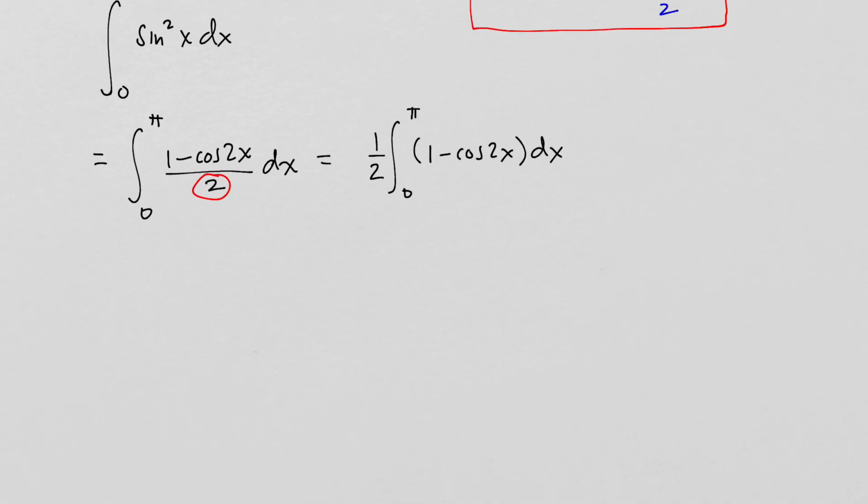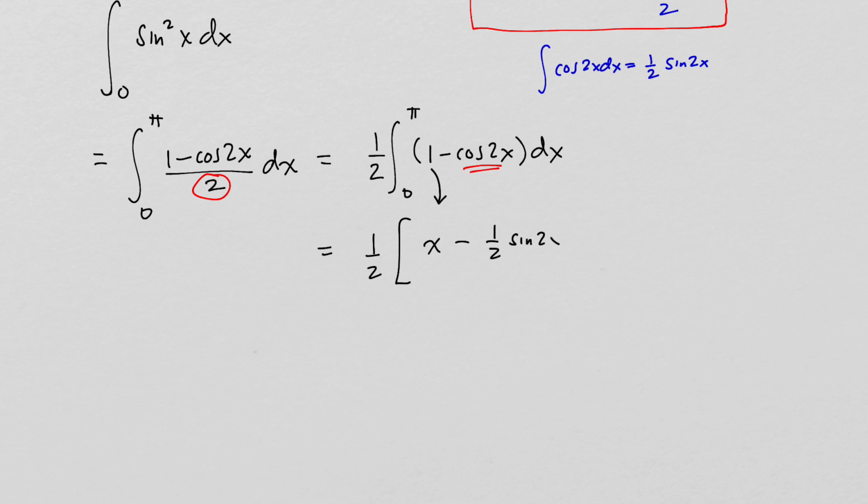All right, so next we're just going to integrate each one of these terms. So what is the integral of 1 with respect to x? Well, it is x minus, and then here's the important one. What is the antiderivative of cosine of 2x? So remember, we have a formula for this. It comes from u substitution, but we should know at this point that the antiderivative of cosine of 2x is 1/2 sine of 2x. And then we're going to evaluate this from 0 to pi.